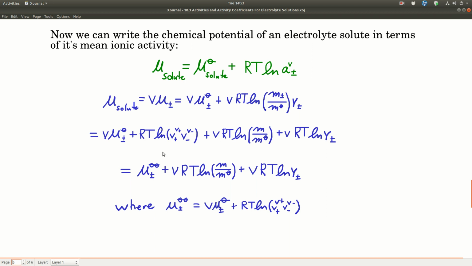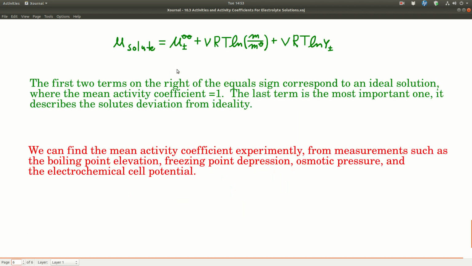What's nice about this is we can combine these first 2 terms and call that the standard mean chemical potential, I guess. And then these 2 terms right here break up like this. Now, what's nice about writing it this way is that everything that's non-ideal is in the last term. The first 2 terms are talking about the ideal solution where the activity coefficient is 1. And so what that means is that we get all of the non-ideal behavior in 1 term right here.